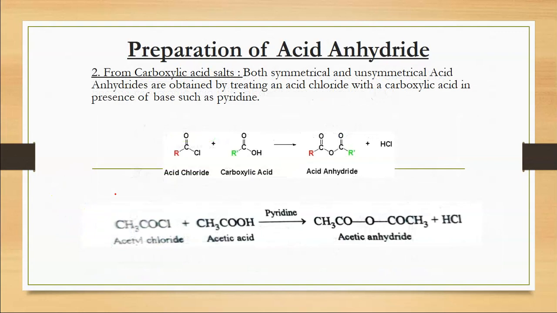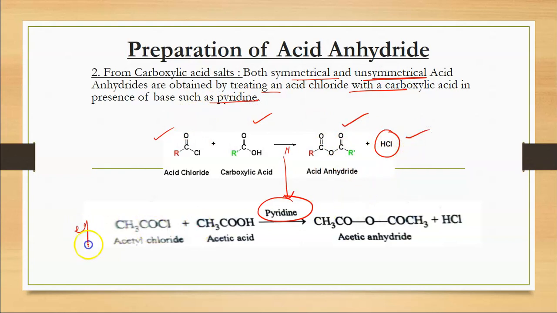Okay. Proceeding further, the second step, from carboxylic acid salts, where you will get both your unsymmetrical and symmetrical acid anhydride by treating an acid chloride with a carboxylic acid in the presence of the base pyridine. Same base over here, you can write pyridine, and you will get your acid anhydride, and the side product HCl is removed. I have taken an example as well, where acetyl chloride is reacting with acetic acid.